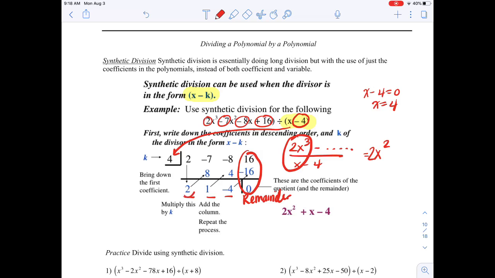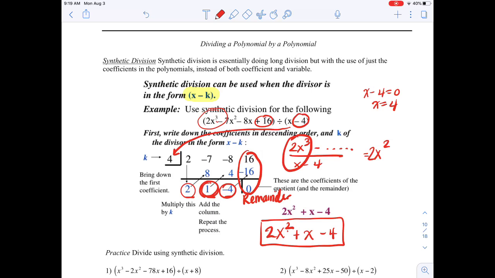Hence why this 2 as my first coefficient becomes a 2x squared. This second number, this +1, becomes a positive x, and this last number, -4, is just a regular -4, and that is now my final solution. So the fact that I started with 2x cubed as my very first term, I have to drop that power down by 1, and that's why x squared starts the first term in my quotient.